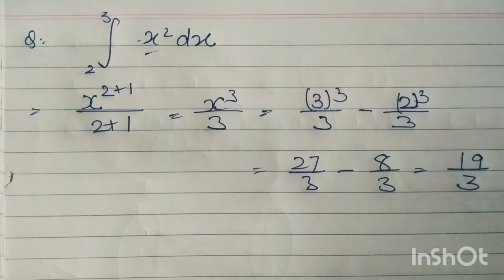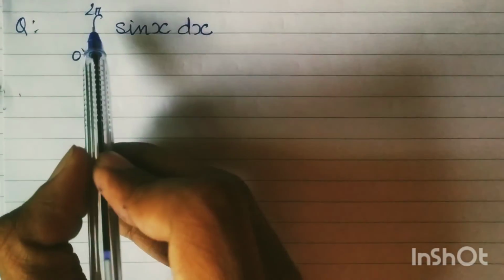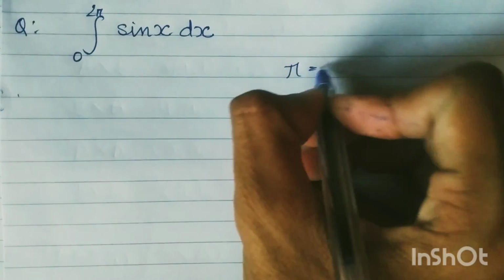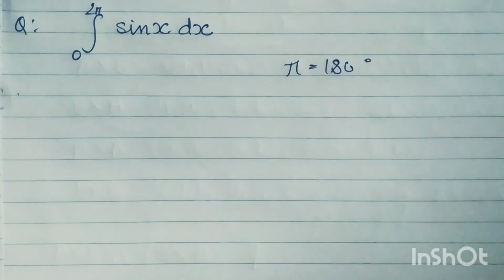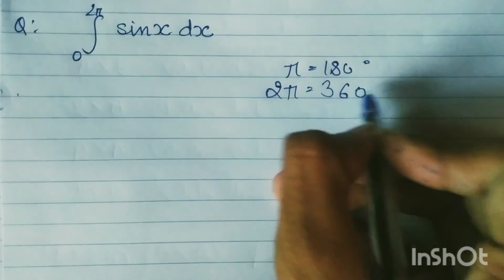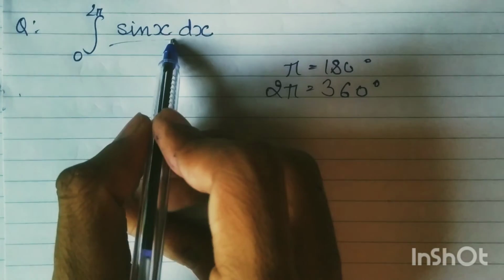Coming to our second example, this example is a little different and you will find it difficult because of the limit, which is 2 pi. How? You know that pi is 180 degrees, as you have studied in straight line radians. So 2 pi will be 360 degrees. Obvious? First, ignoring the limits, we will integrate sin x.